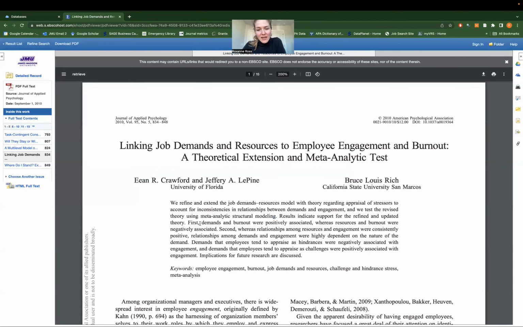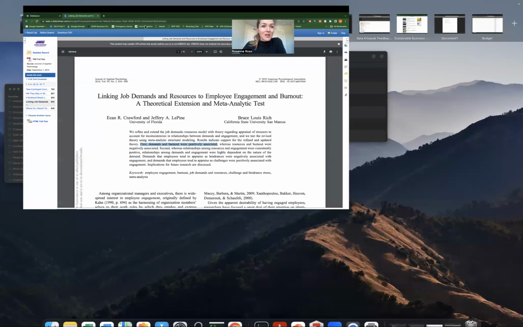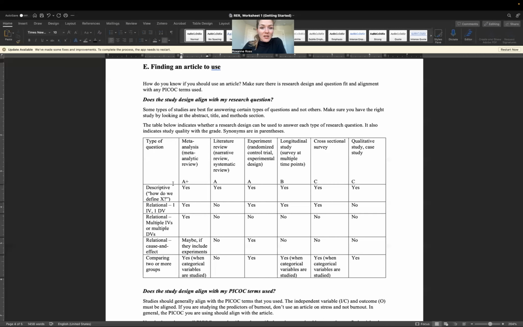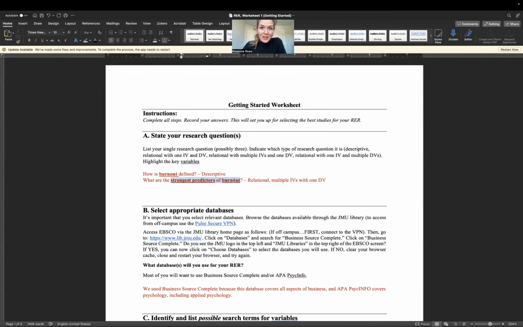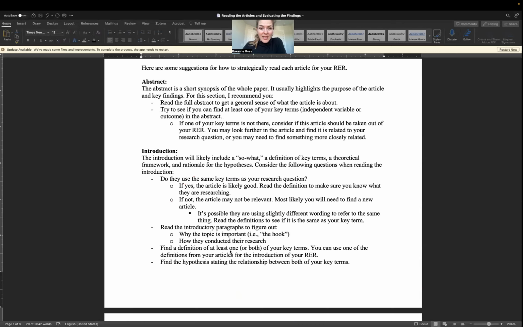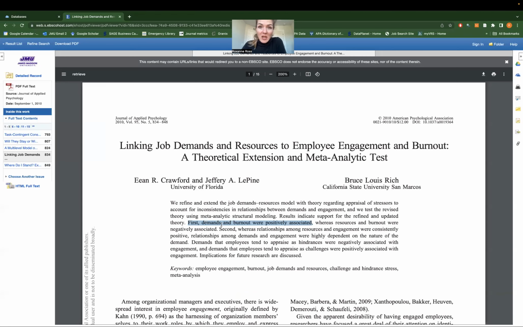So then they describe their results. They say demands and burnout were positively associated. That's helpful for us because it ties into our research question in terms of what is related to burnout. They're saying demands, job demands. All right, that makes sense. And resources and burnout were negatively associated. So there's a negative relationship between resources and burnout. A negative correlation is the statistical way of saying this.